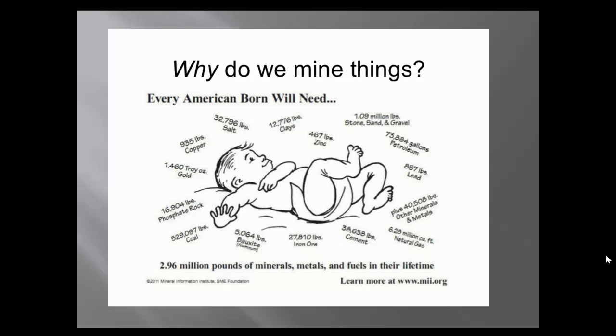So I want you to think about all the things that we mine, things that we take out of the ground. And here's a diagram looking at one child. In their lifetime, a typical person will use almost 3 million pounds of minerals, metals, and fuels that have been mined out of the ground. Amazing, huh? That's American. That would be very different for people living in some other countries.